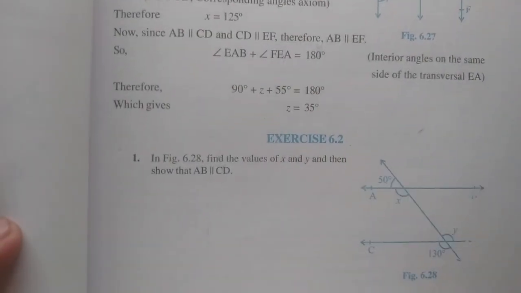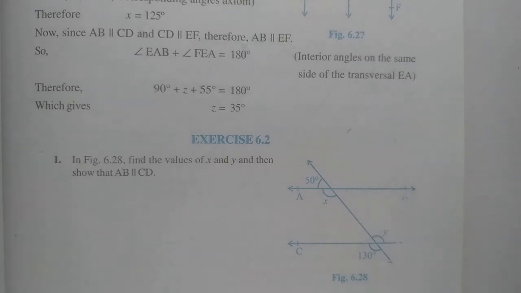Now let us proceed to exercise 6.2. Children, exercise 6.2 we will see in the next video session. So here we end this session. Children, you have to prepare corresponding angles, alternate angles and interior angles on the same side of the transversal. All three types of pairs you have to prepare, then only you can understand exercise 6.2. Unless and until you do this, you cannot proceed in this exercise 6.2.